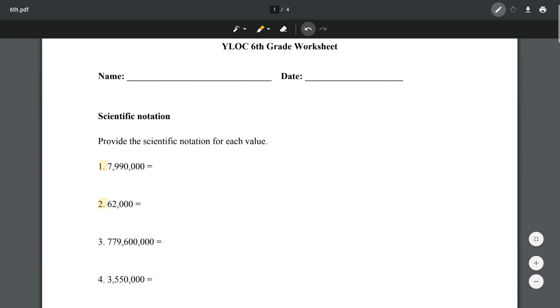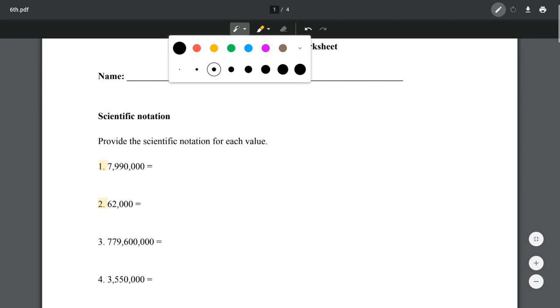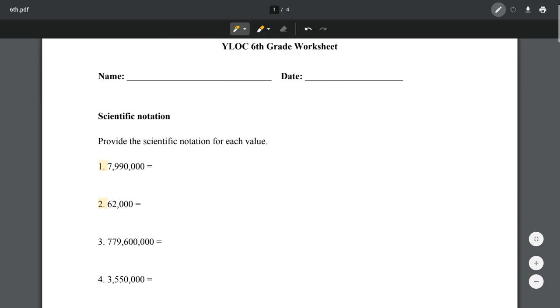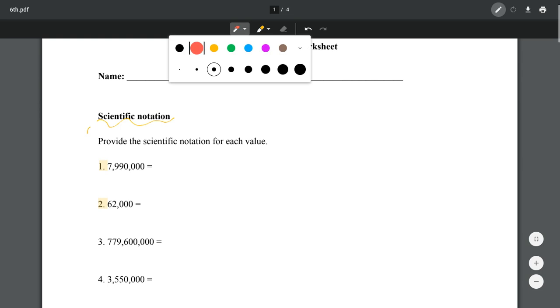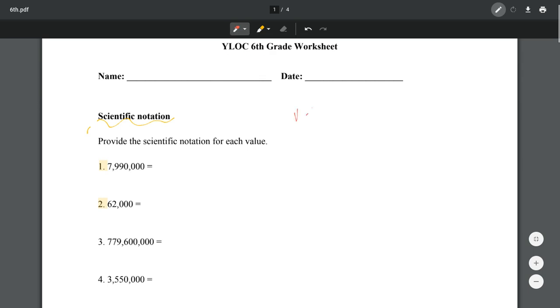Okay, so we are asked to provide the scientific notation for each value, but before we get into that, what even is scientific notation, right? A scientific notation is a way of writing very large or very small numbers.